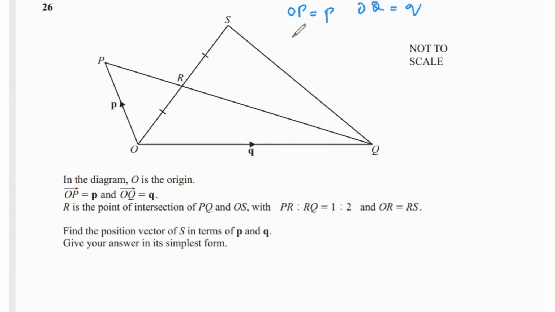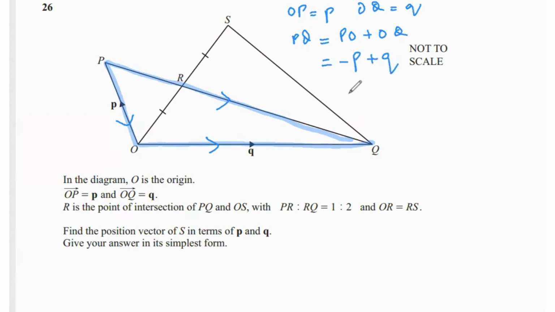So we can begin with finding PQ, which is going to be PO plus OQ. Why? Because we go from here, then we go to here, and that gives us PQ. If I draw the arrows, going from P to O, O to Q, that's the same as PQ. So if OP is p, PO is negative p. Why? Because we're changing the direction of the vector. If you change the direction, the sign changes. And OQ remains the same, which is positive q.